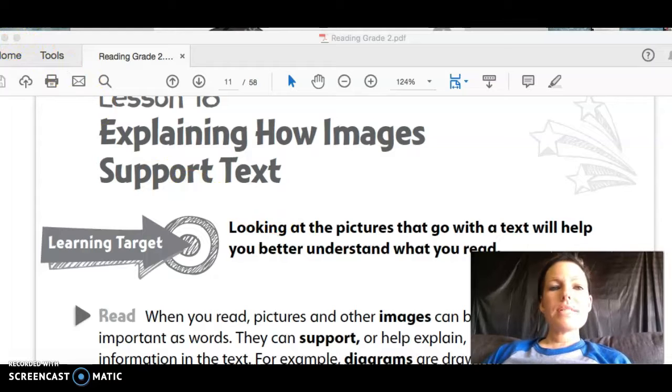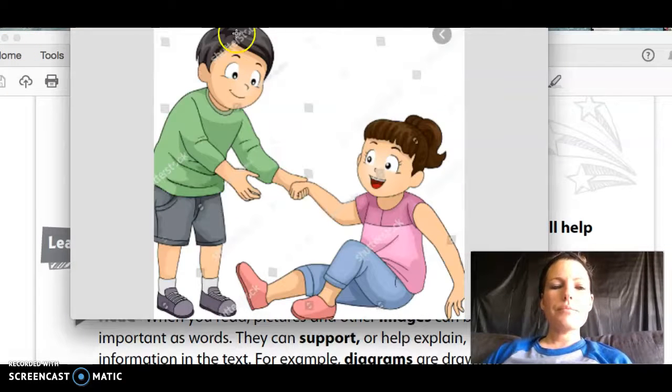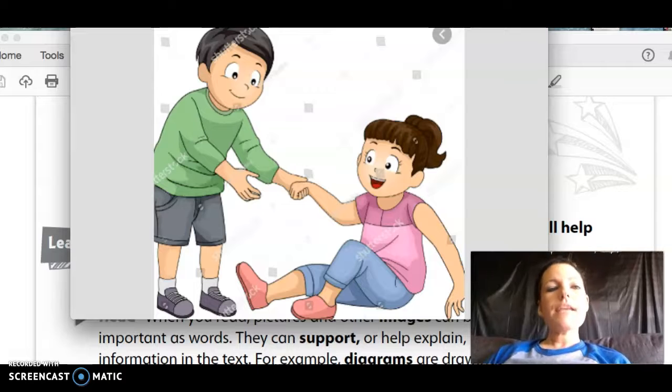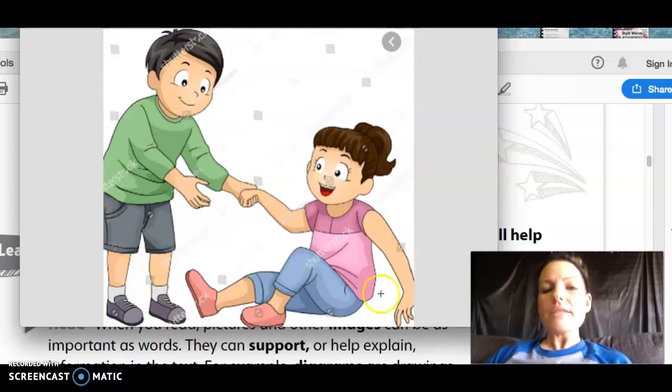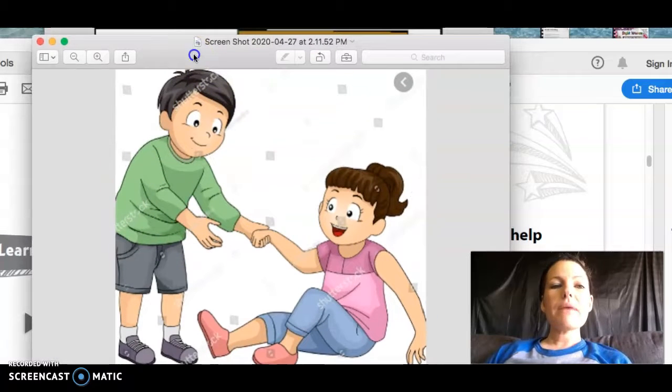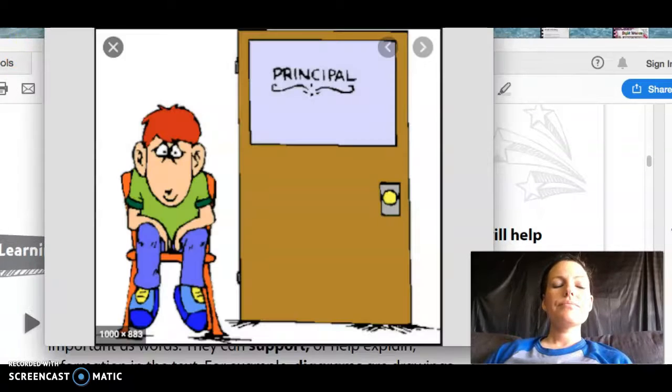So what I'm going to do is I have a few pictures here I'd like to show you. If I were reading a book and I came across this illustration, before I even started reading the text or the words, I could look at this illustration and it would tell me a lot about what I need to know. It would tell me that this character right here looks like he's very kind, and this character right here looks like she really appreciates his kindness and helping her up. I didn't have to read any words in the story to be able to put that together just by looking at the photograph or the picture.